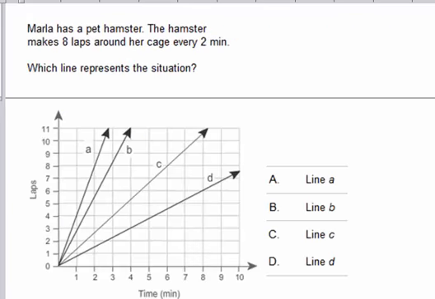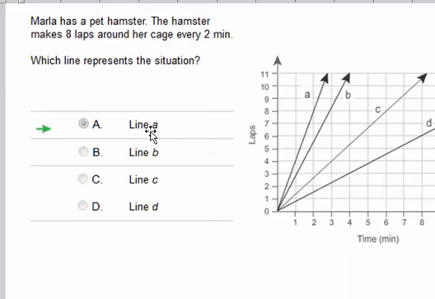Alright. So we have pet hamsters here, and the hamster makes 8 laps around her cage every 2 minutes. So we want to look at which line represents that. So you basically want to start at 2, and you want to see which line crosses at 8. So here's 8, we go over 2, and the only one that crosses at 2, 8 is line A. So line A is our answer.